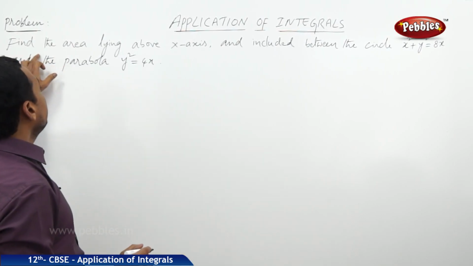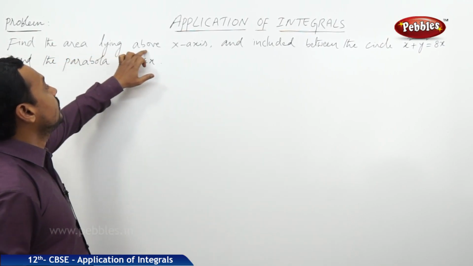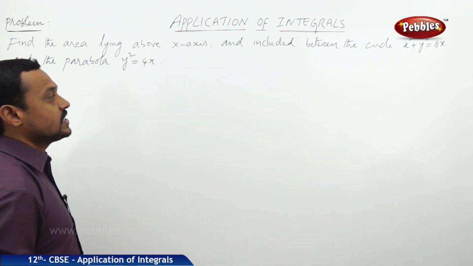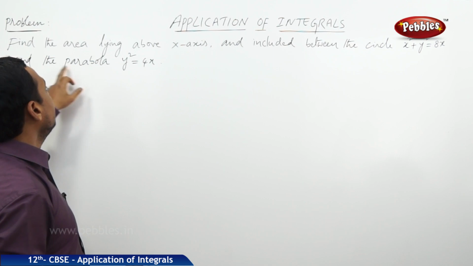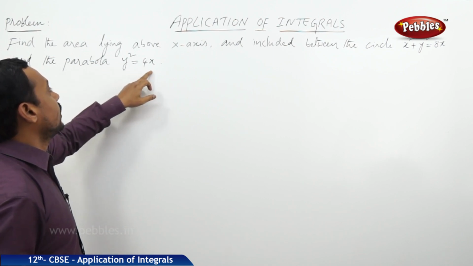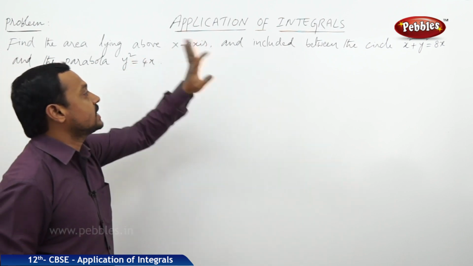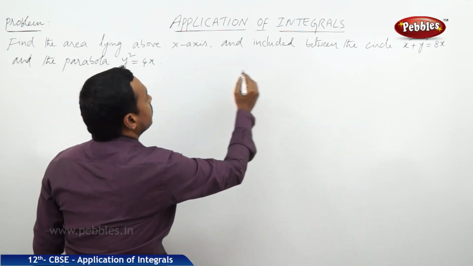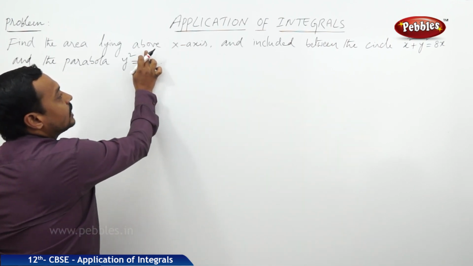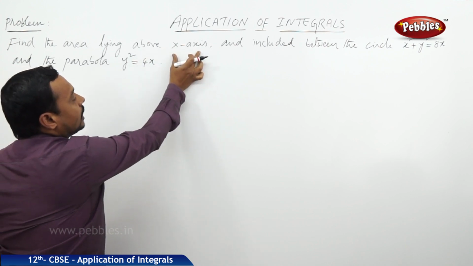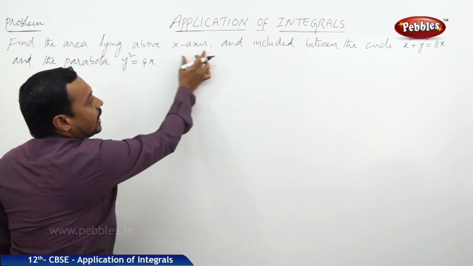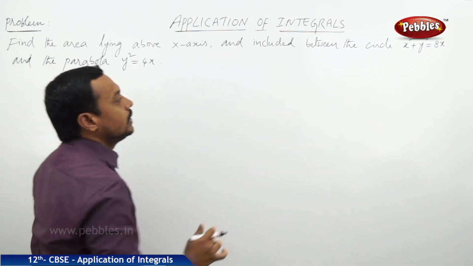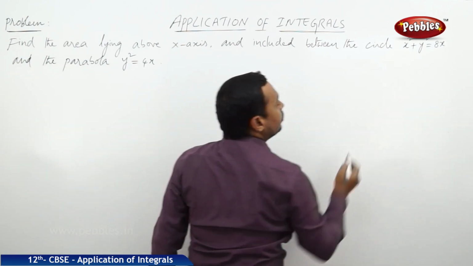Now find the area lying between the circle x square plus y square is equal to 8x and the parabola y square is equal to 4x above the x-axis. So here 3 points are there. The area of the region bounded above to the x-axis and included between the circle and parabola. x square plus y square is equal to 8x.